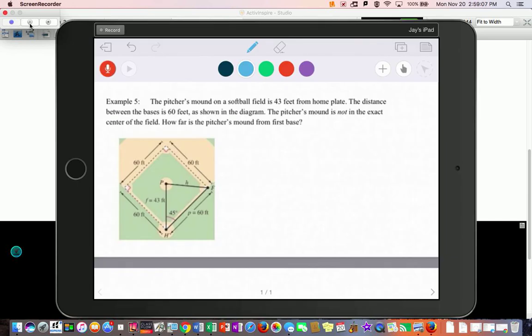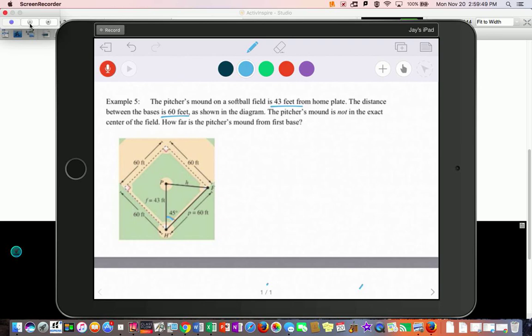All right, example 5. It's an okay problem, but you have to understand a little bit about softball fields, baseball fields. So if the pitcher's pitching from 43 feet and the distance between the bases is 60, you can kind of draw your diagram out. But remember, they call it a softball field, baseball diamond, but it's a square. And so what's happening is you have a right angle down here, and this is a bisector. So when it comes through home plate, it bisects it into this 45-degree angle.